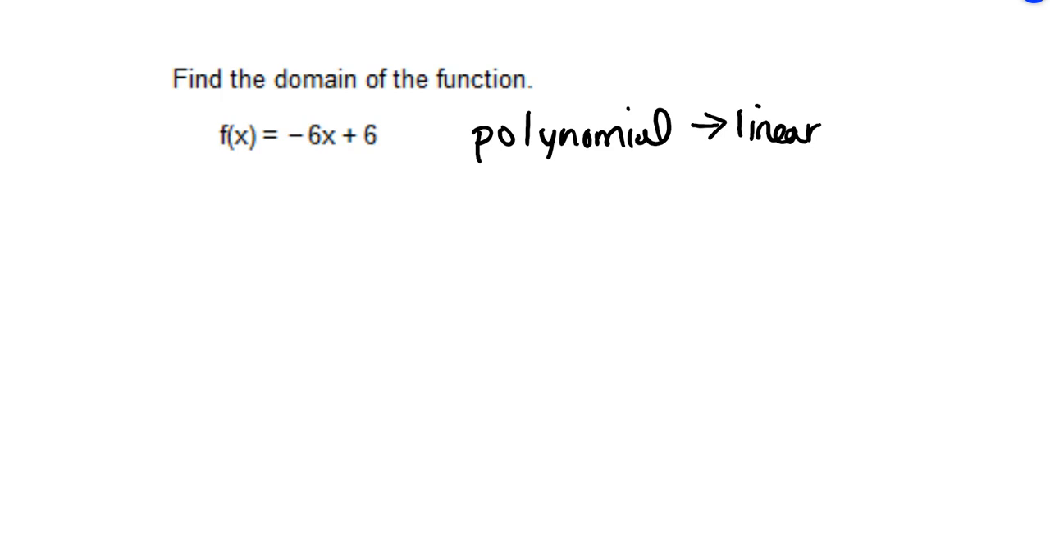Functions of this form don't have any restrictions on the variable. So this function will have a domain of all real numbers, which we write in interval notation as negative infinity to infinity.